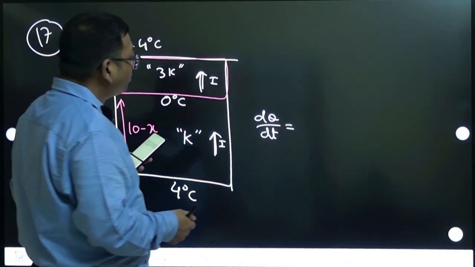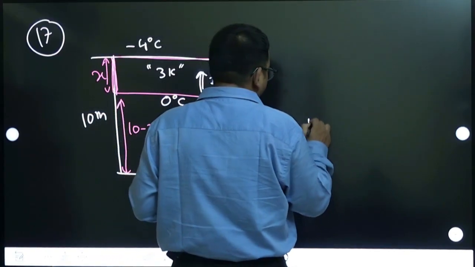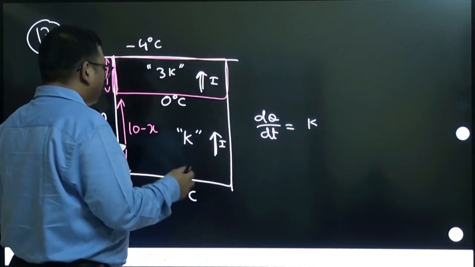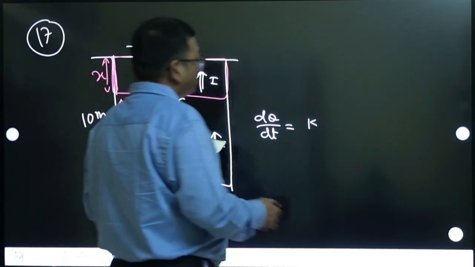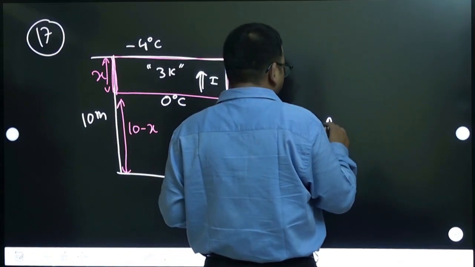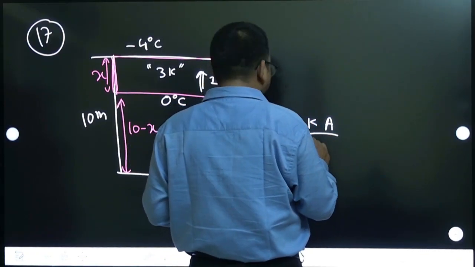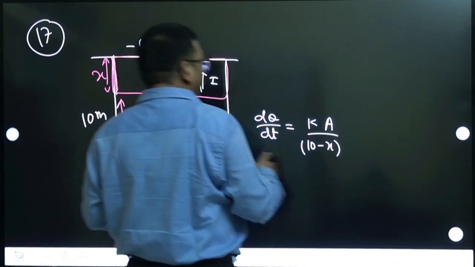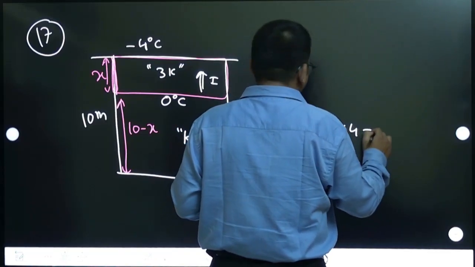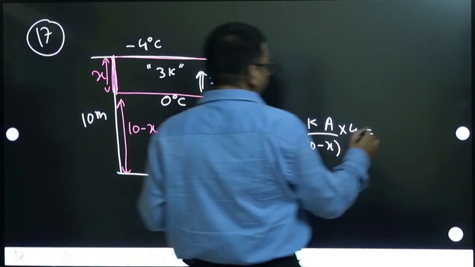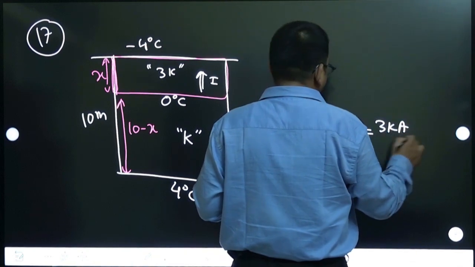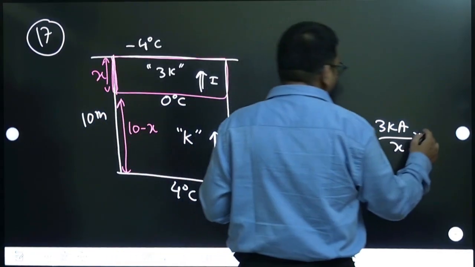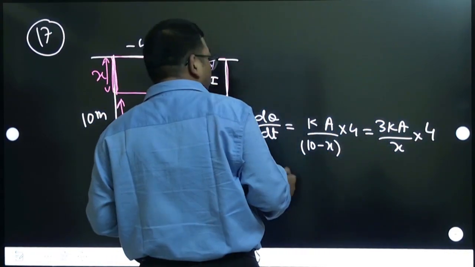Dq by dt will be what? K. Of course minus is there, but we can ignore that. So K into area of cross section, whatever area will be there, by thickness, which is here 10 minus x, into the temperature difference from here to here, which is 4. And from here to here is how much? 3K. Area is same, thickness is x, temperature difference from here to here is also 4, correct?